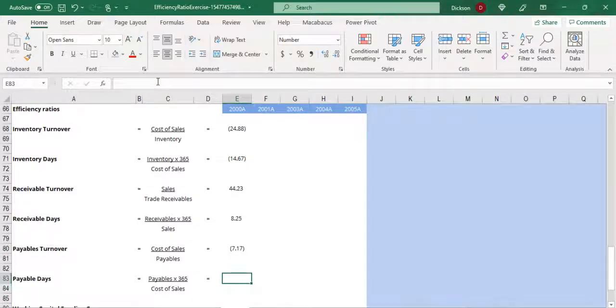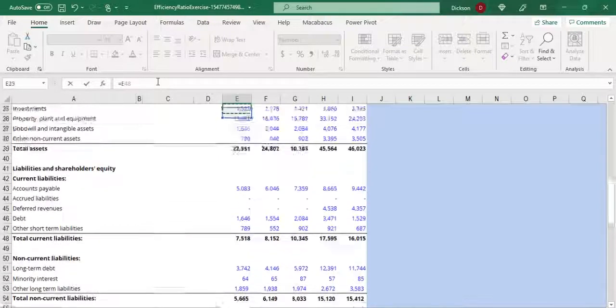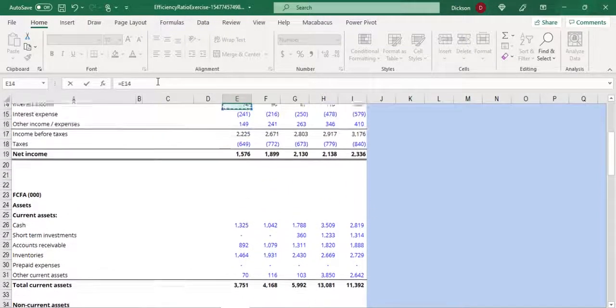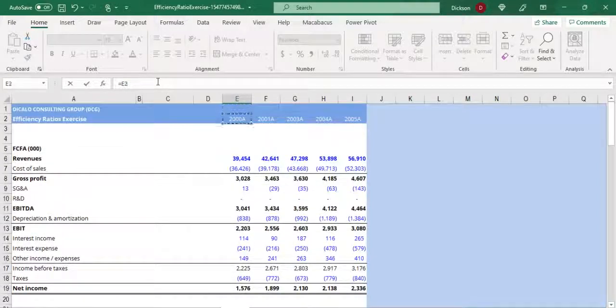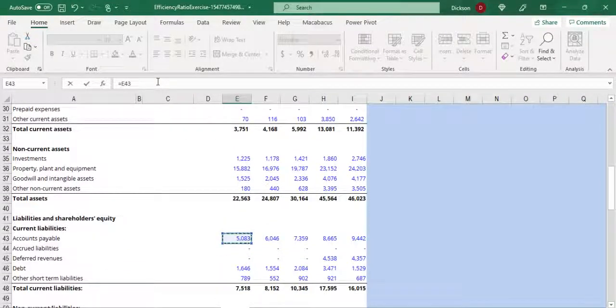Then we have payable days. You're trying to calculate the number of days that it takes for you to process payment to suppliers whenever you buy goods from them. So you take the value of payables divided by cost of sales and multiply by the number of days. Payables days, you'll be taking the value of your payables.